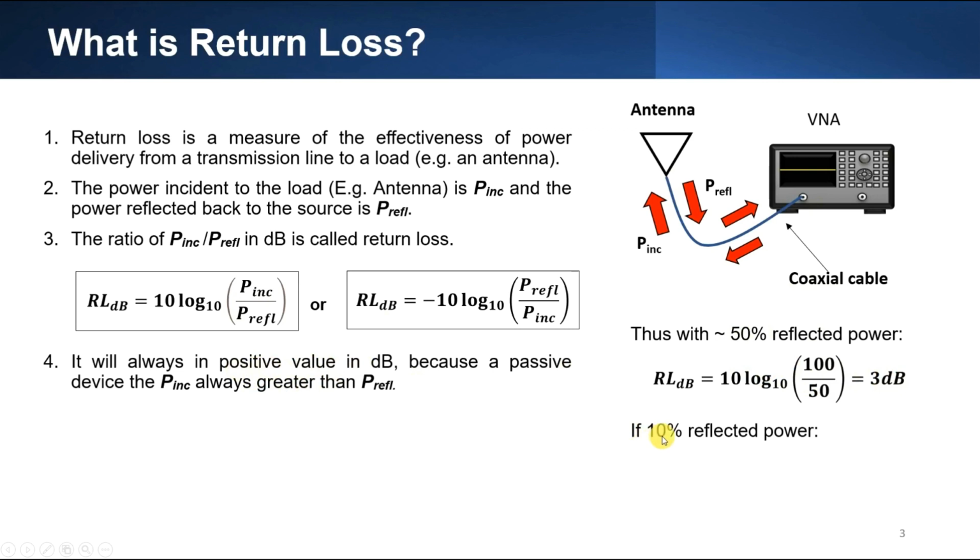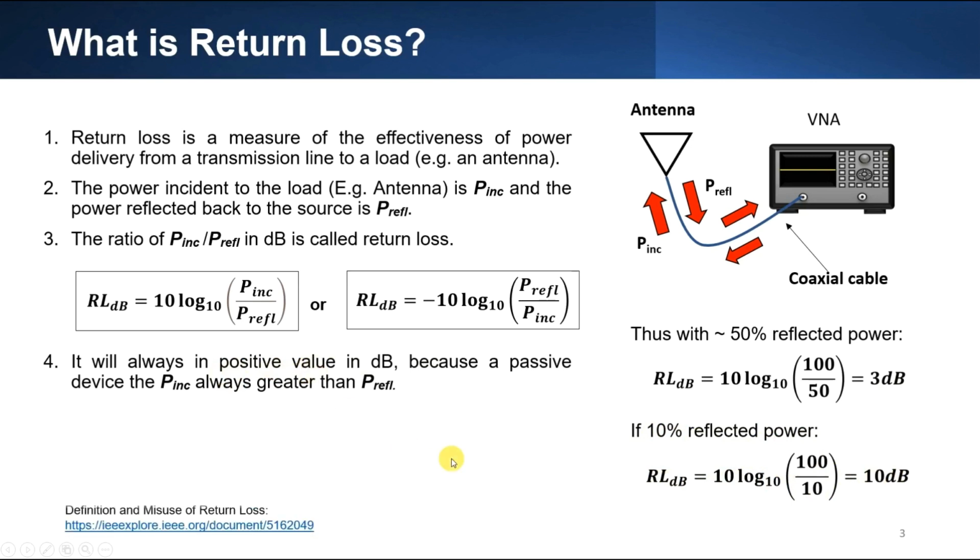Okay, let's say 10% reflected power. You can view from here, the return loss is equal to 10 log of 100% divided by 10% reflected power, which is equal to 10 dB. It is a positive value as well. You can refer to the reference here, the definition and misuse of return loss from IEEE. Then maybe you can get a better understanding of why return loss is always a positive value.